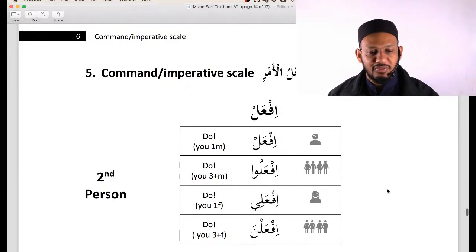Then the second one is going to be if'alu, which means do, for you, many males. And the next one is if'ali.